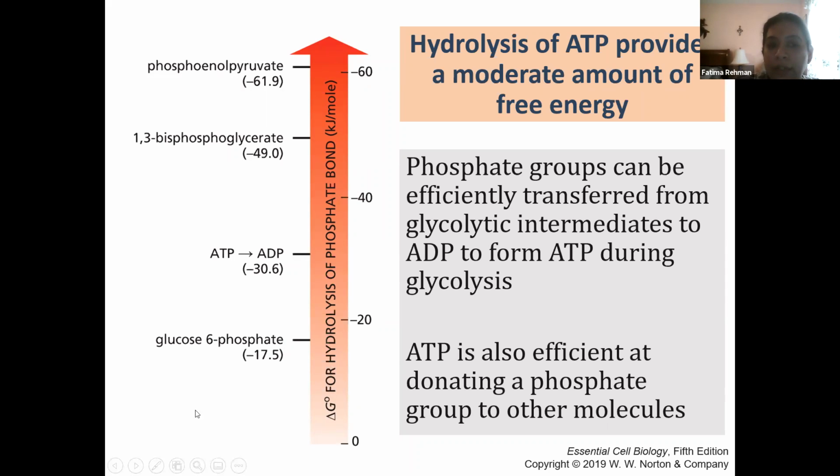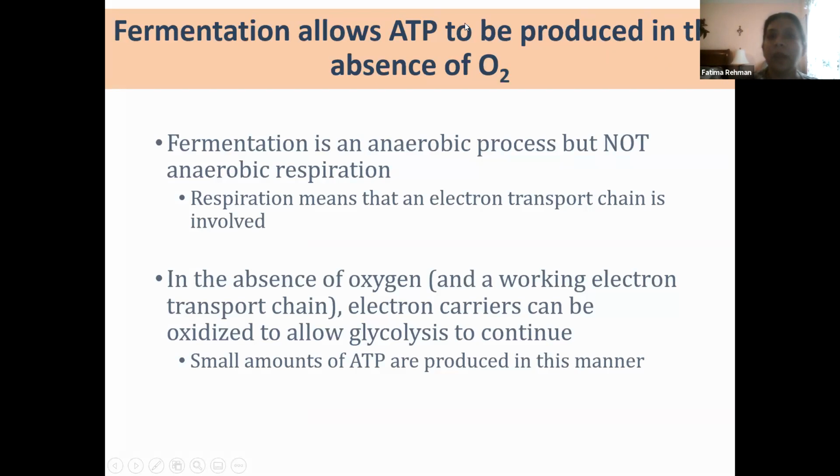So glucose 6-phosphate is only negative 17.5, but when you have those 3 chains, each one with their own phosphate, the 1,3-bisphosphoglycerate, they have almost 3 times the amount of energy getting released from those. So now we have 2 pyruvates.